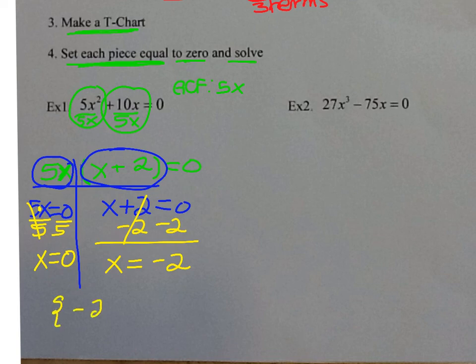Sometimes you might see it written in the curly brackets. Usually the smaller number comes first and then the larger number. So it'd be negative 2 and 0. But you don't have to write it like that. Just be aware. Okay, so let's take a look at number 2.